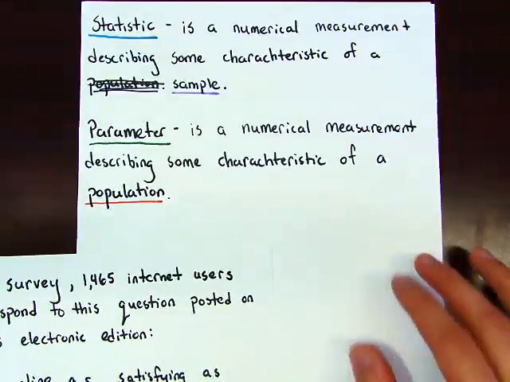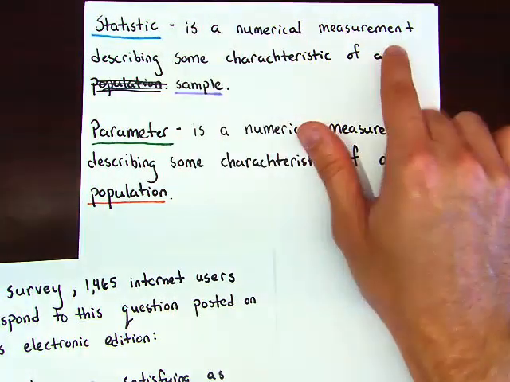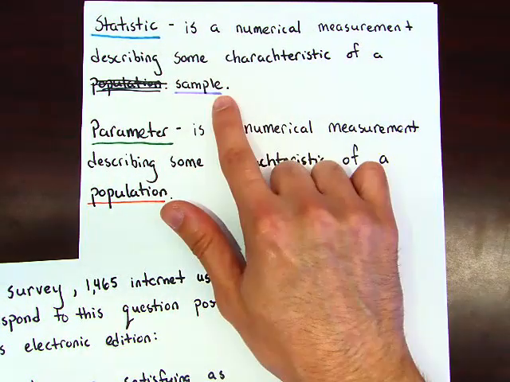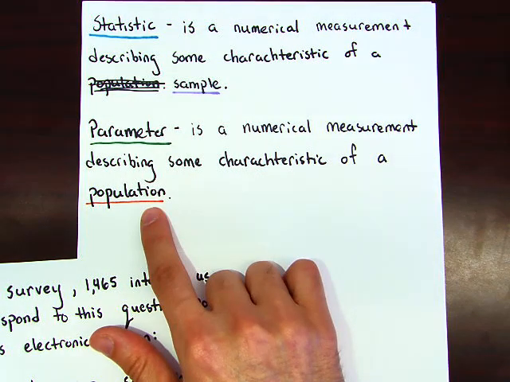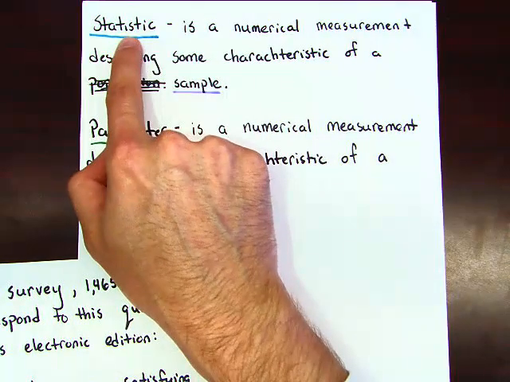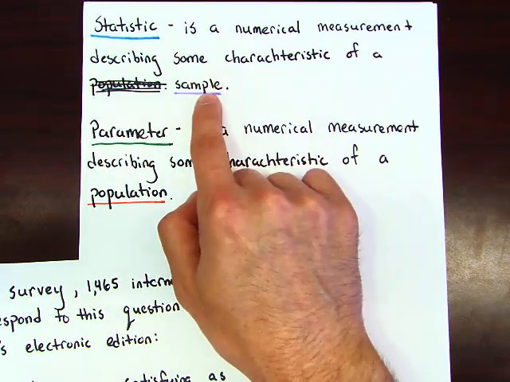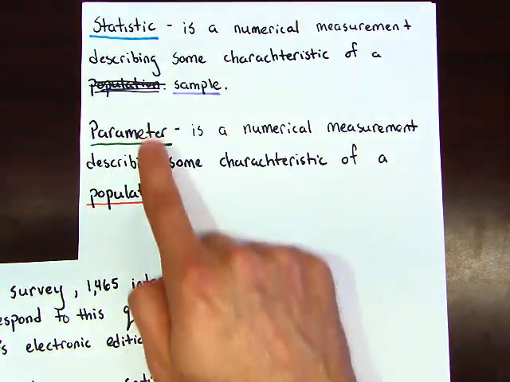A statistic is a numerical measurement describing a characteristic of a sample, and a parameter is a measurement describing the population. So just think: sample, statistic; population, parameter.